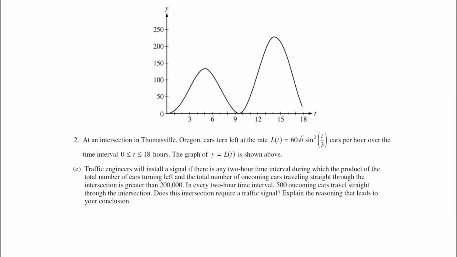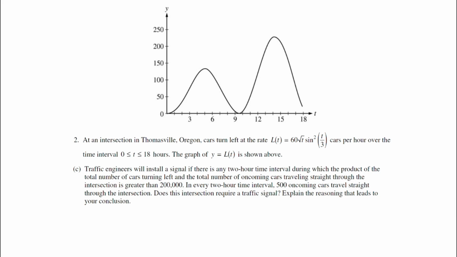In part C, it says traffic engineers will install a signal if there is any 2-hour time interval during which the product of the total number of cars turning left and the total number of oncoming cars traveling straight through the intersection is greater than 200,000. In every 2-hour time interval, 500 oncoming cars travel straight. So we know that there are always 500 cars that are traveling straight at this left turn that people are making. And we want to know, does this intersection require a traffic signal?